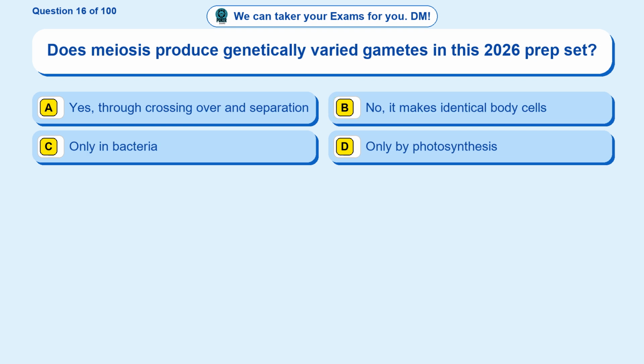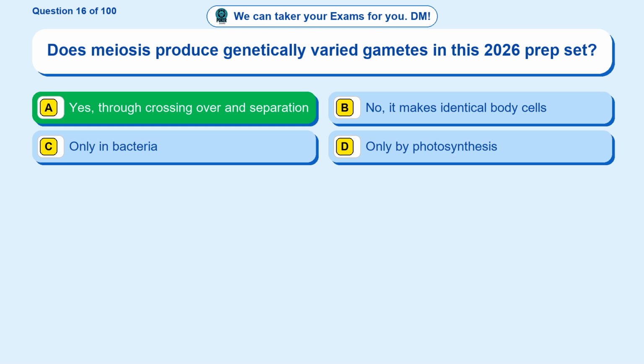Question 16. Does meiosis produce genetically varied gametes in this 2026 prep set? Option A. Yes, through crossing over and separation. Option B. No, it makes identical body cells. Option C. Only in bacteria. Option D. Only by photosynthesis.